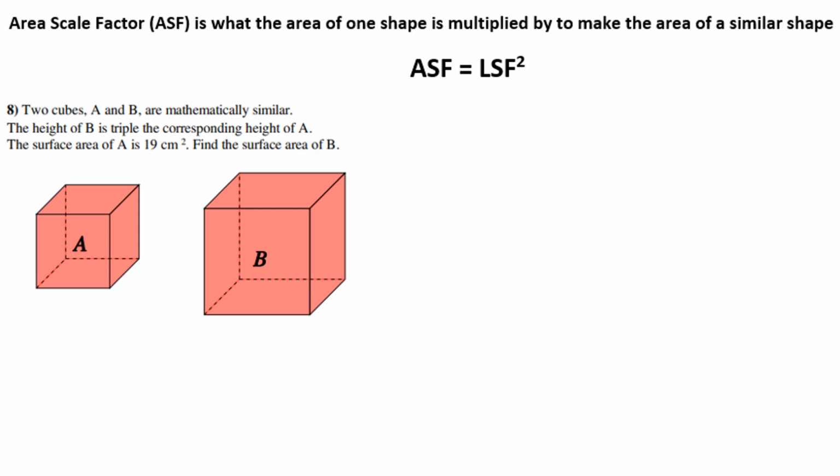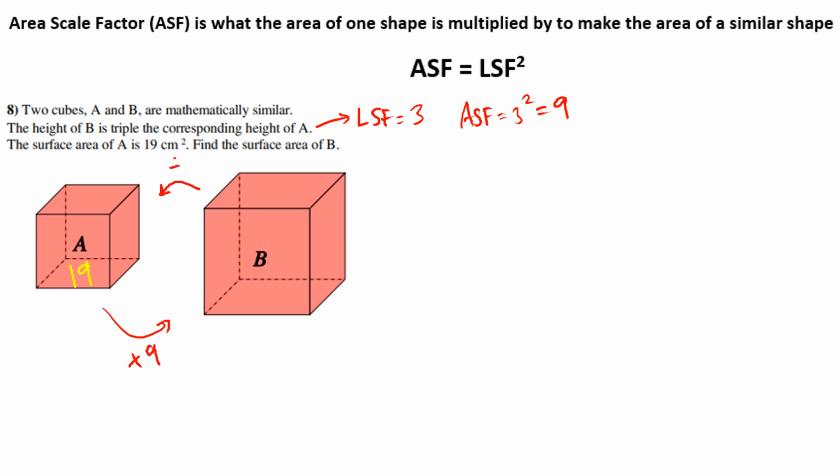So on this question, we've got a surface area of, let's not use red, it won't show up. Will yellow? Might do. Yeah, we've got a surface area of 19 for A, and we want to find the surface area of B. We're told here that the height of B is triple the height of A, so that tells us your LSF is equal to 3, and our ASF is equal to 3 squared, is equal to 9. So to get to the big shape, we need to times the area by 9.